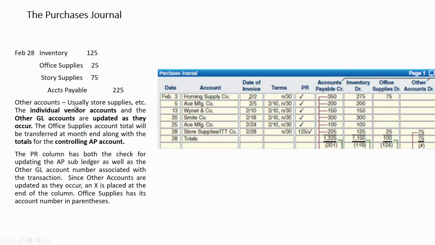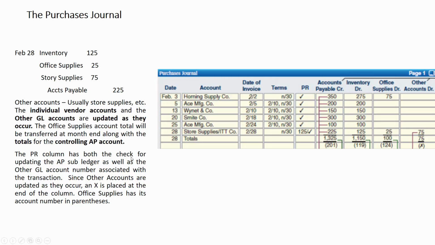So other accounts, usually store supplies, etc. The individual vendor accounts and the other general ledger accounts are updated as they occur. So again, individual vendor accounts, customer accounts, and inventory accounts are updated as they occur. Anything in other accounts is updated as it occurs. Everything else goes in at the end of the month. Office supplies total will be transferred at month end along with the totals for the controlling accounts payable account.